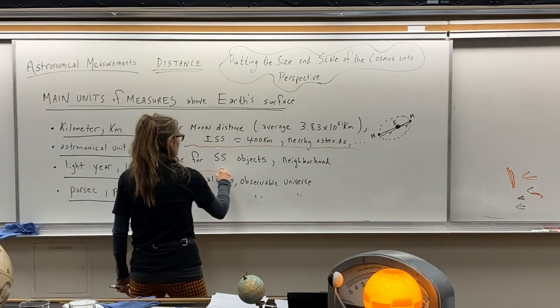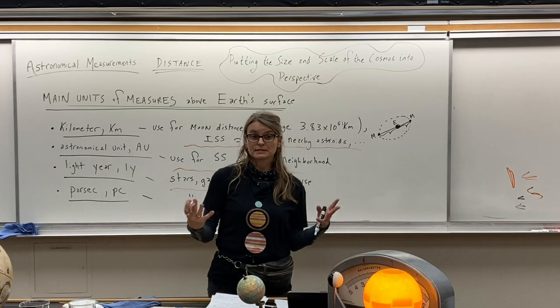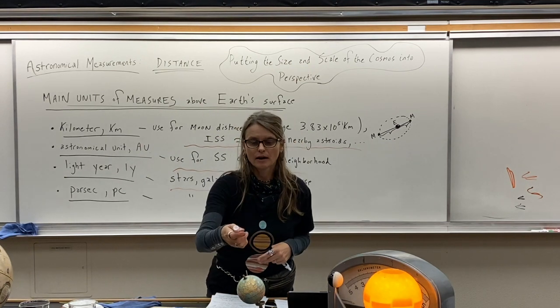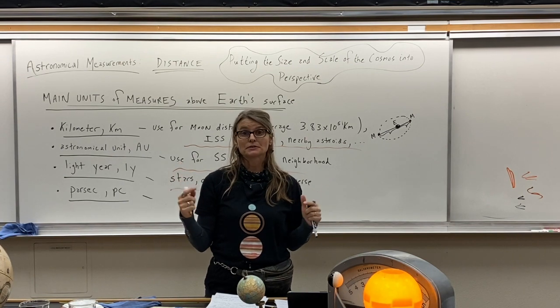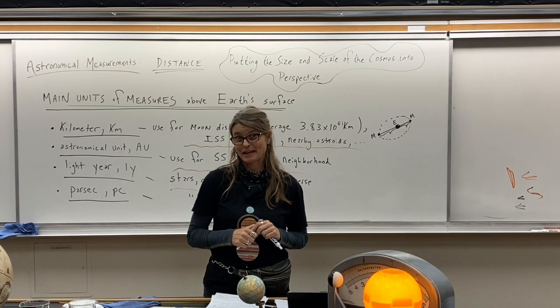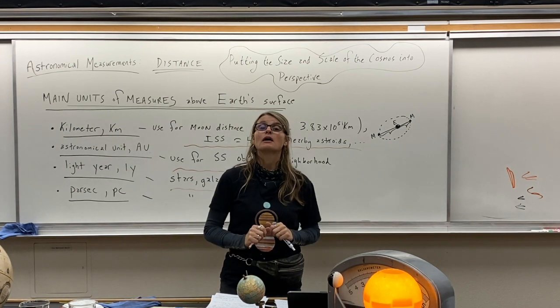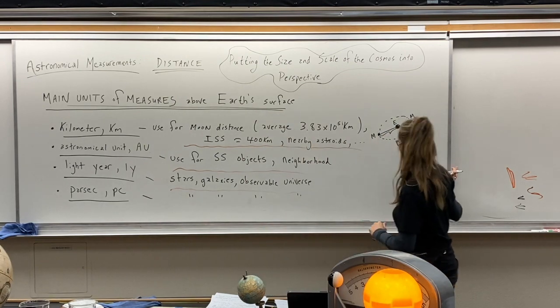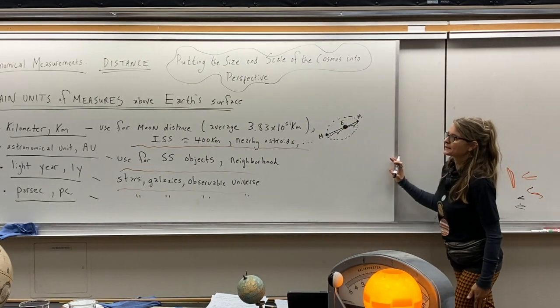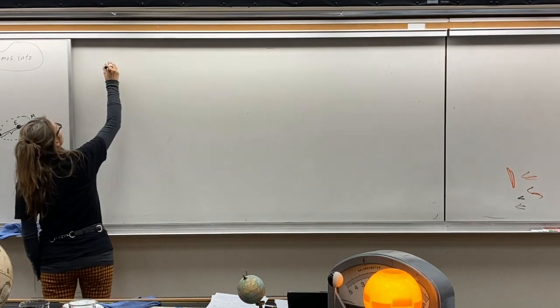Now, typically, when you see a representation of a planetary system on a poster, those are typically not to scale, because we'll see that the further out you go, the harder it is to represent those very large distances. Okay, so let's start with, we've already looked at the kilometer. So let's look at this astronomical unit.